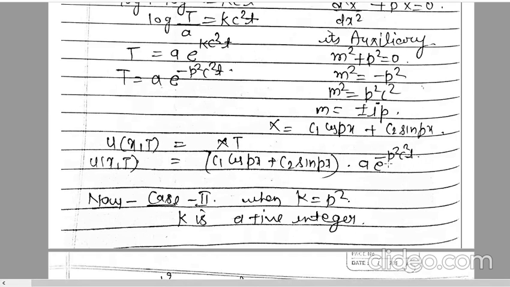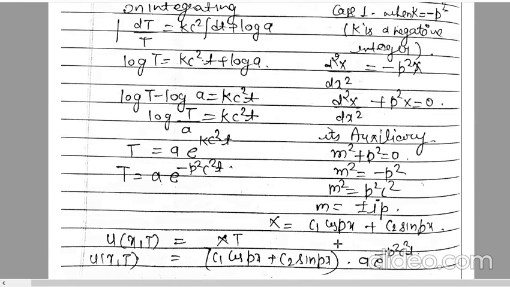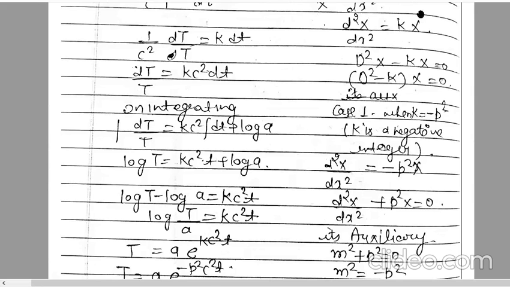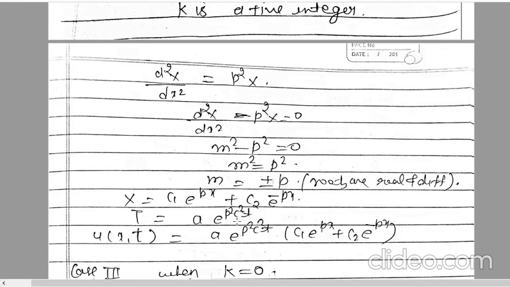Now time for the second case. Our second case is when k is equal to p², that means k is positive. After putting this value in d²X/dx² is equal to kX, put k is equal to p². So you can see that d²X/dx² is equal to p²X, so d²X/dx² minus p²X is equal to 0. This is also a second order differential equation.